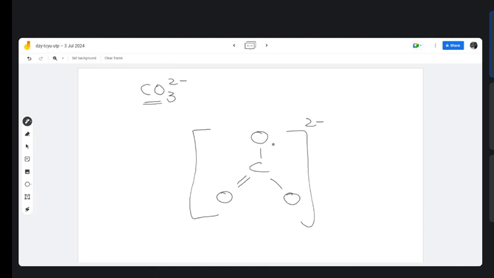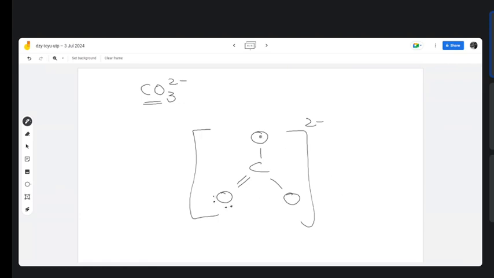Now, that's one logic. One more logic on how to write it. Think from carbon's perspective. Is the octet being satisfied? Yes. Think about this oxygen. The octet rule says 8 electrons. Out of 8, 4 got used up. How many more are required? 4 more are required. So, 1, 2, 3, 4.